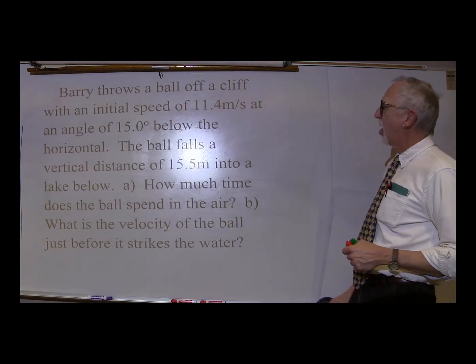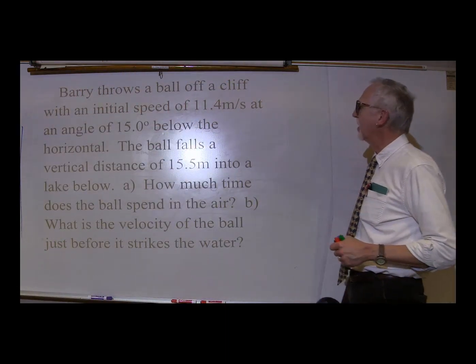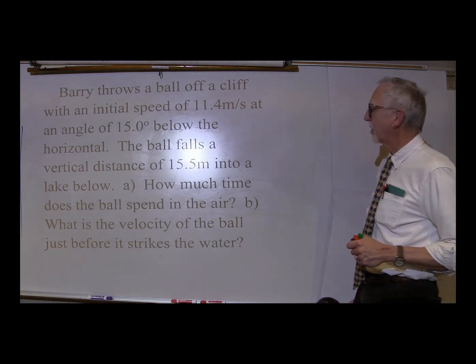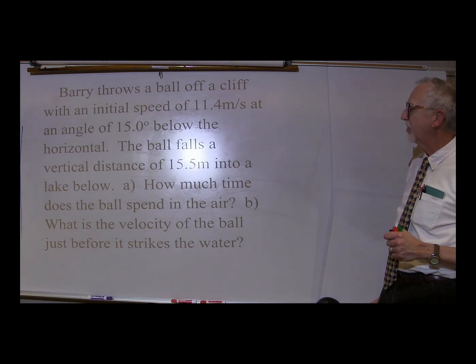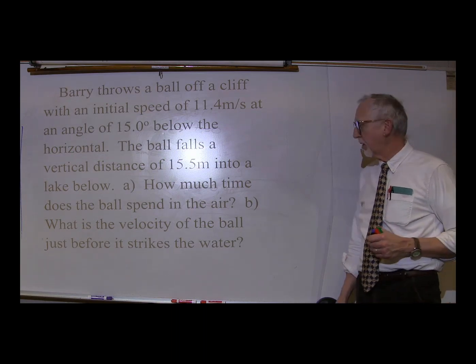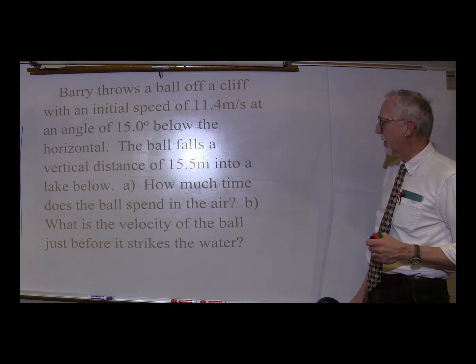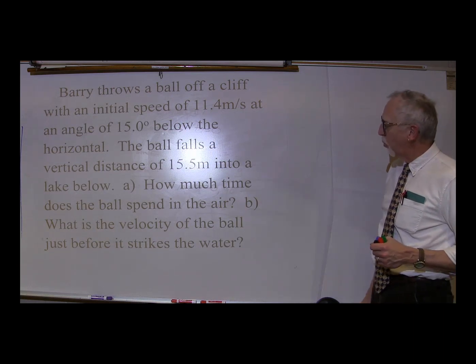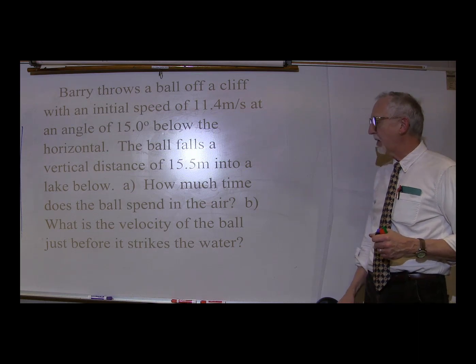Barry throws a ball off a cliff with an initial speed of 11.4 meters per second and an angle of 15 degrees below the horizontal. The ball falls a vertical distance of 15.5 meters into a lake below. How much time does the ball spend in the air? And B, that's A, and then B, what is the velocity of the ball just before it strikes the water?